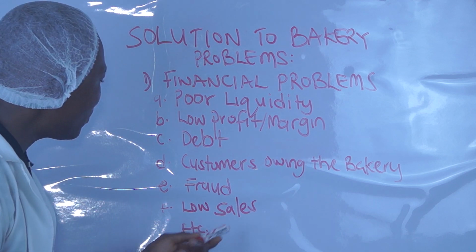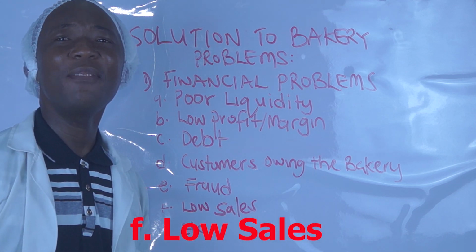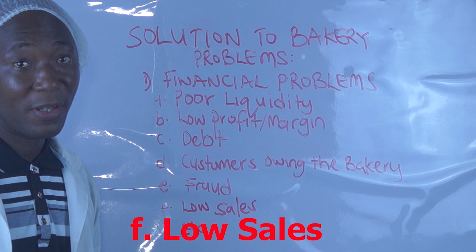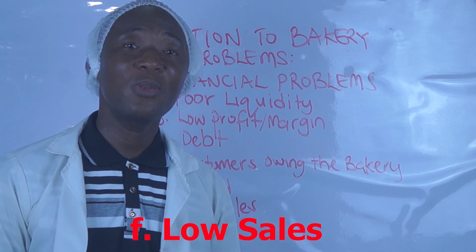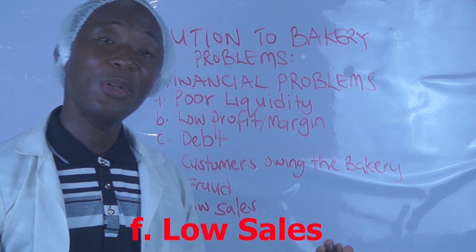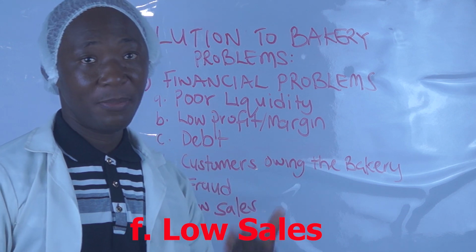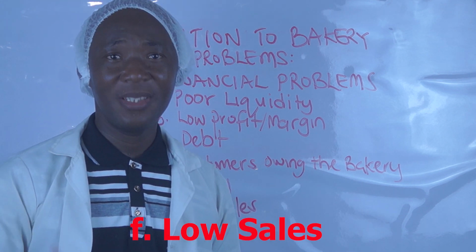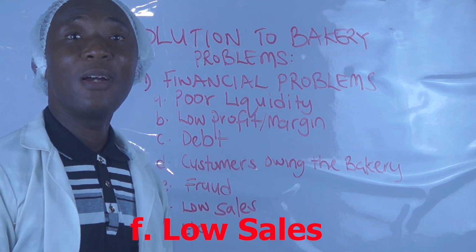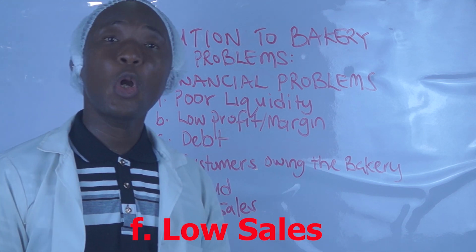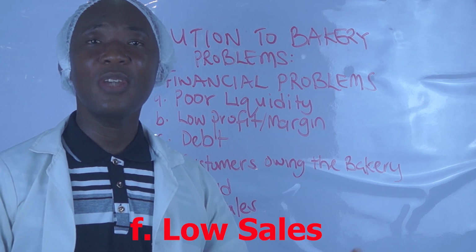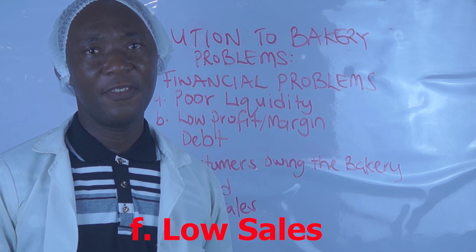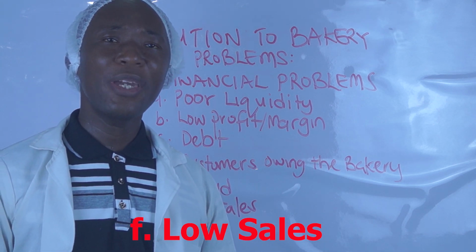The next one is low sales. If you have low sales, depending on the kind of bakery that you run, are the customers coming in to buy the product alone? Are you supplying the products to customers directly, or the retailers? Do you have wholesalers or dealers coming in to pick your product? Those are the things you have to be able to identify first.